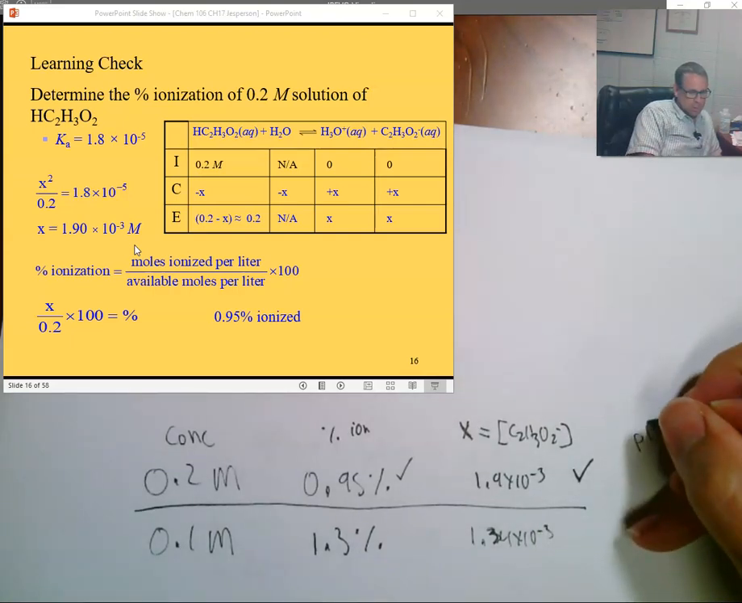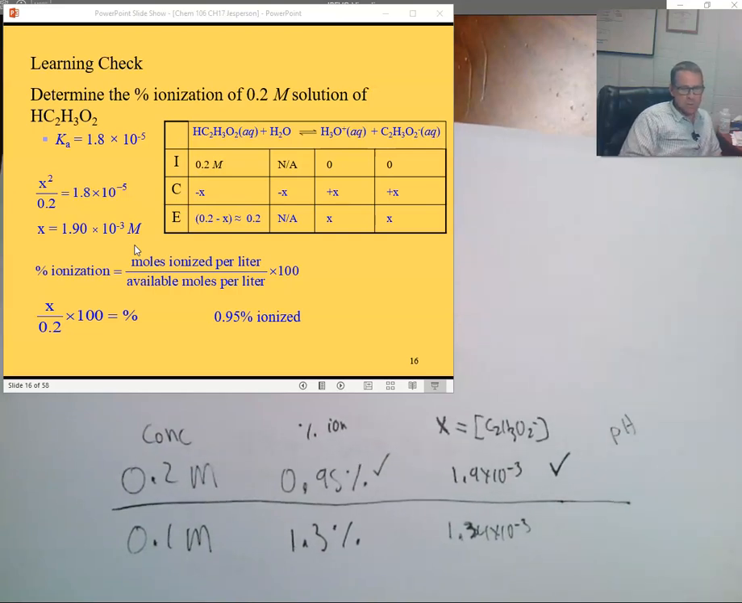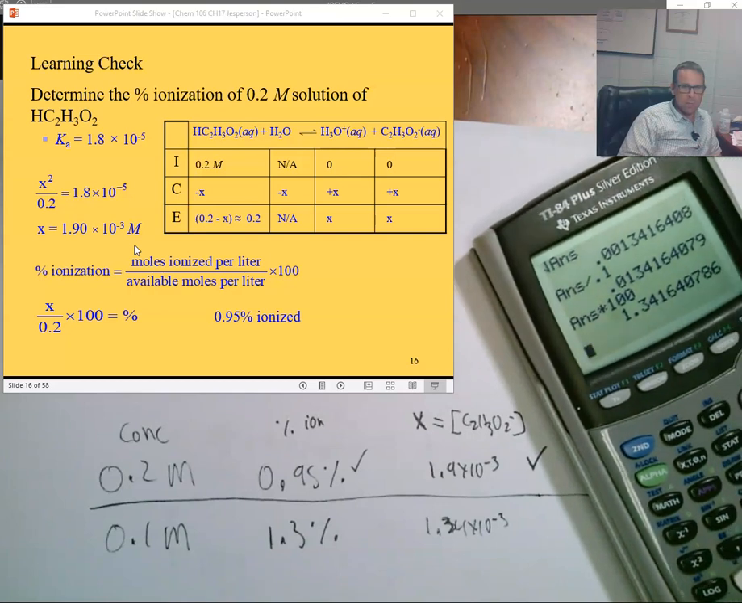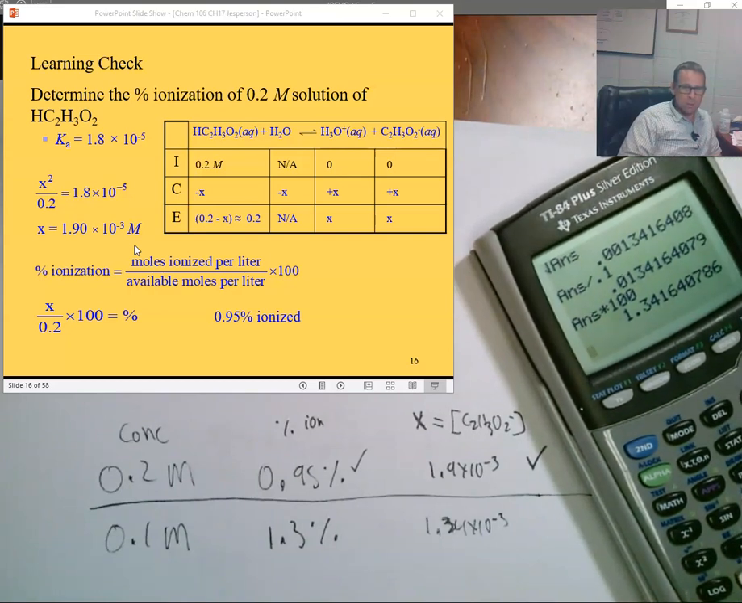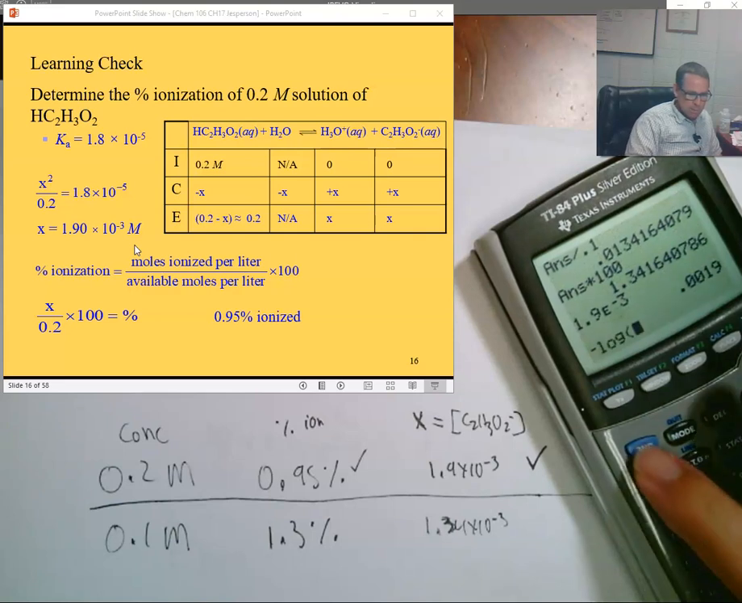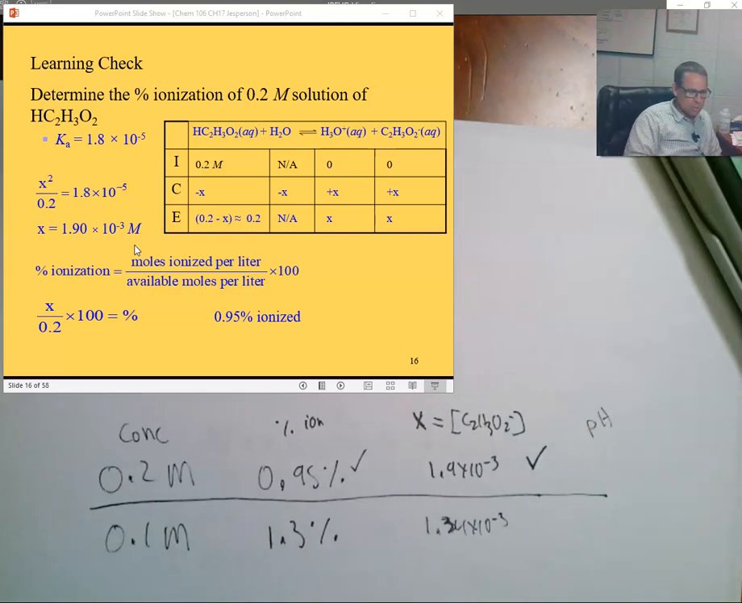Let's also translate this X value into pH for these two different concentrations. So if I have 1.34 times 10 to the minus... well, 1.9, let's do that one first. 1.9 times 10 to the minus 3, and then I take the negative log of that value. That's 2.72.